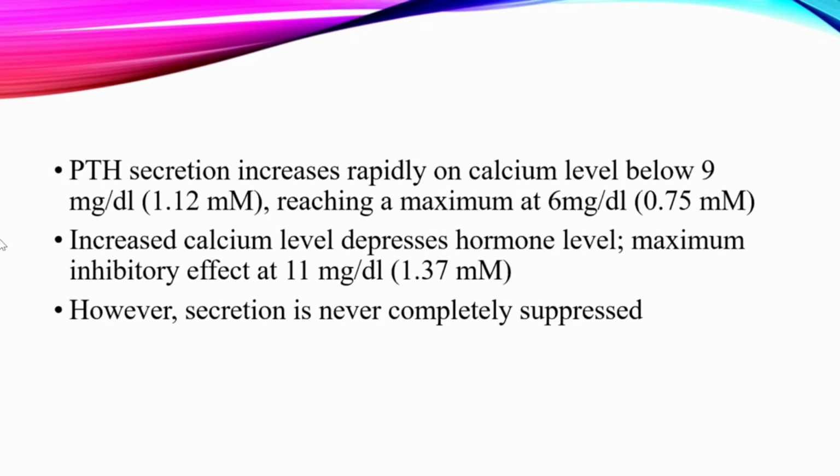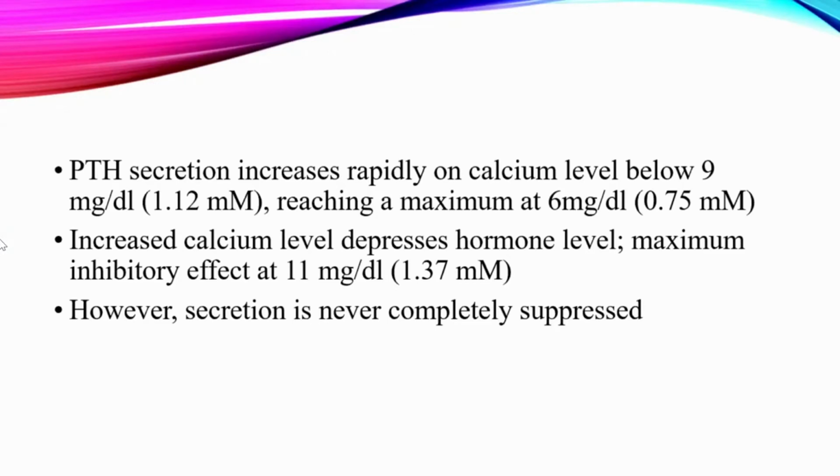And the secretion of PTH is directly influenced by the ionized calcium, not by the bound form of calcium. So PTH secretion increases rapidly when the calcium level falls below 9 milligram per deciliter, reaching a maximum at 6 milligram per deciliter. If the calcium falls below 6 milligram per deciliter, it will not affect the secretion of parathyroid hormone from the parathyroid gland any more.